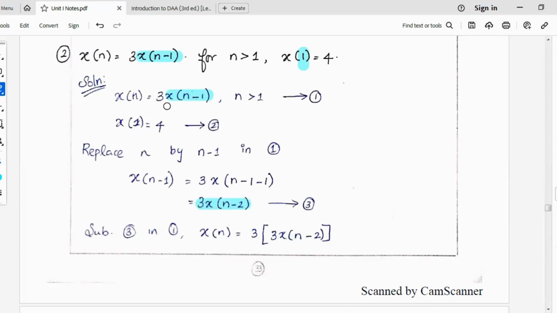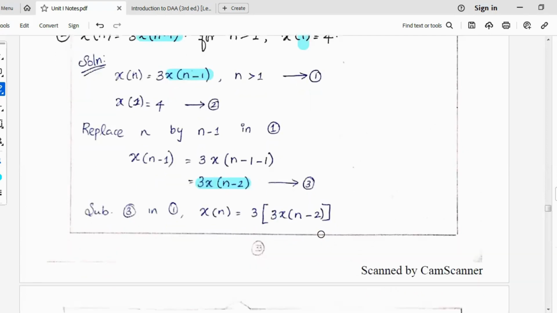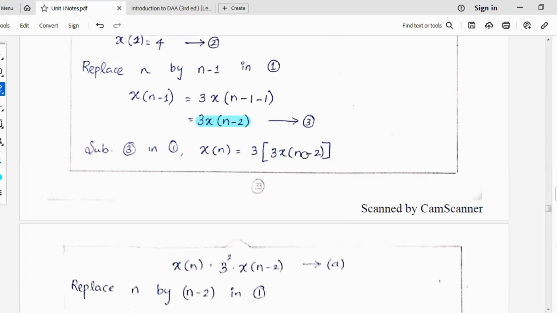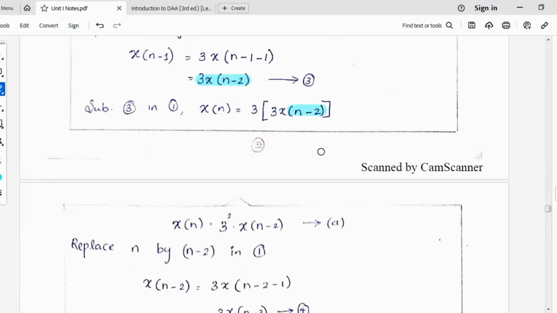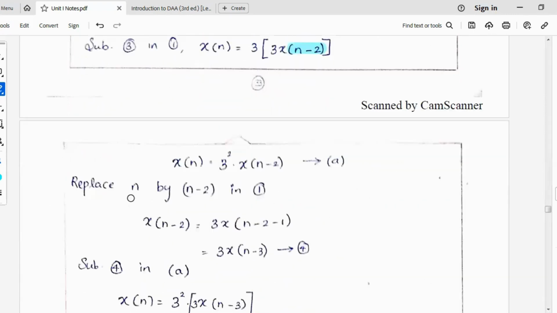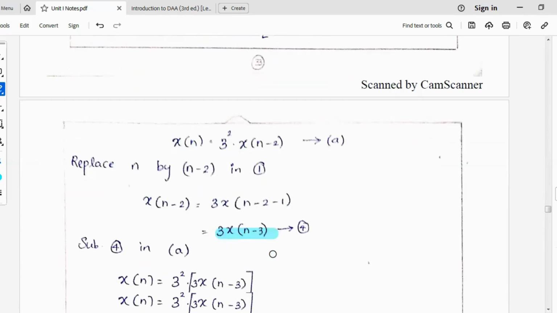So initially it is a single 3. In one step backward, I'm getting 3 multiplied 2 times, right? So again, this is n minus 1, this is n minus 2. So once again, I am going one step backward. I have to find x of n minus 2. So similarly, I'm going to replace n by n minus 2. Now I'm getting the value 3x of n minus 3.